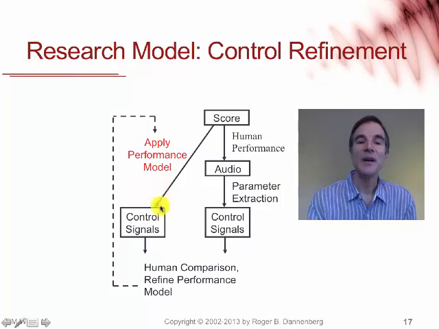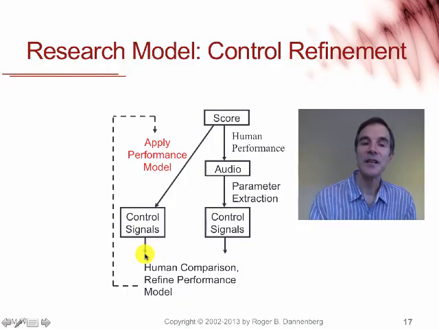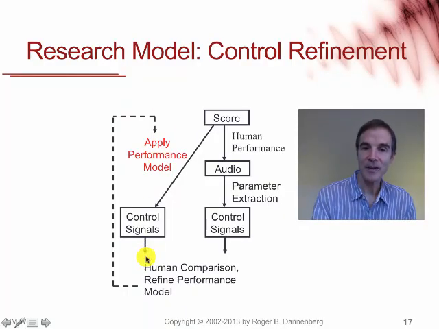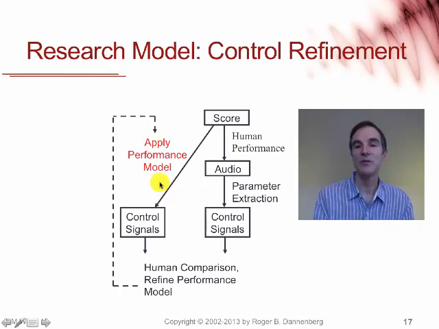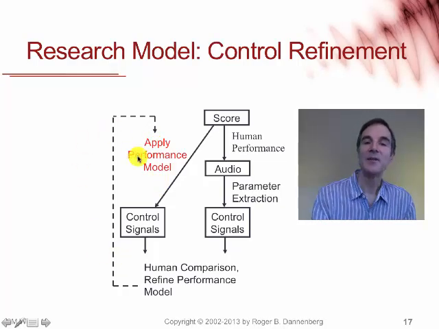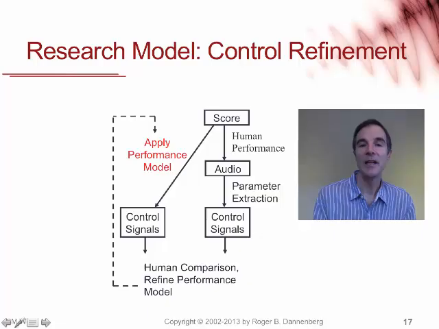Okay, so we listen to the results, compare the model driven by actual human control signals versus the instrument model driven by our computational performance model, and we can listen to the differences, try to update our performance model to perform better, and again, we iterate until we've refined the model.